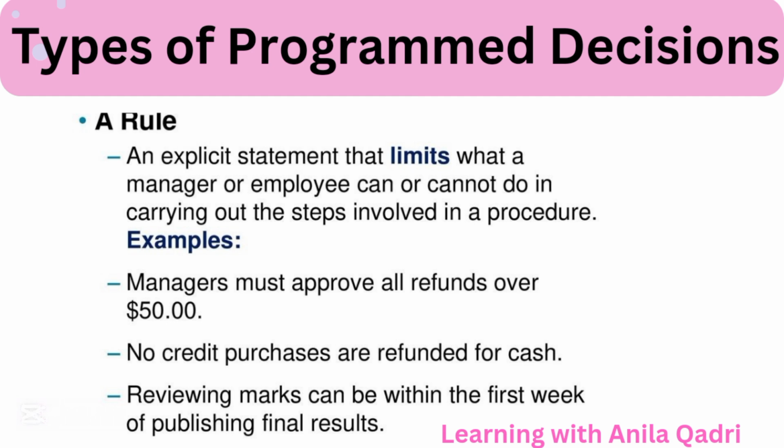Types of program decisions. A rule is an explicit statement that limits what a manager or employee can or cannot do in carrying out the steps involved in a procedure. For example, managers must approve all refunds over $50. No credit purchases are refunded for cash. Reviewing marks can be done within the first week of publishing final results.